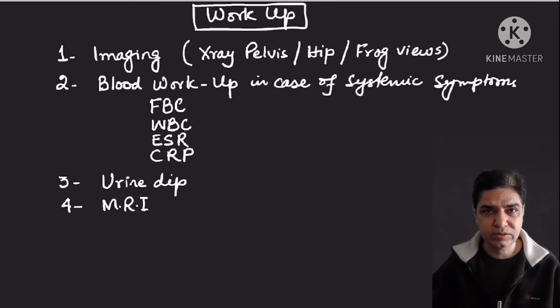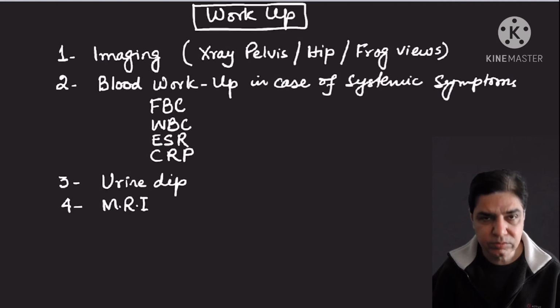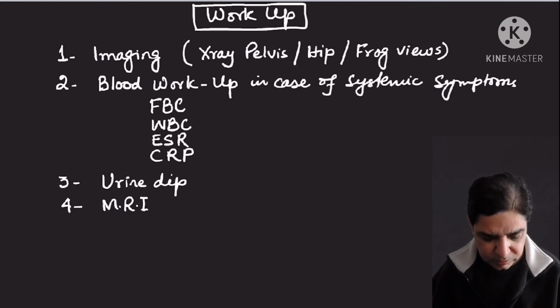The pelvis x-ray is either a normal AP view, or more preferably you can do a frog view. So if things are not picked up on the AP view, they can be picked up on a frog view. So x-ray of the hip and pelvis is very important as far as our imaging is concerned.